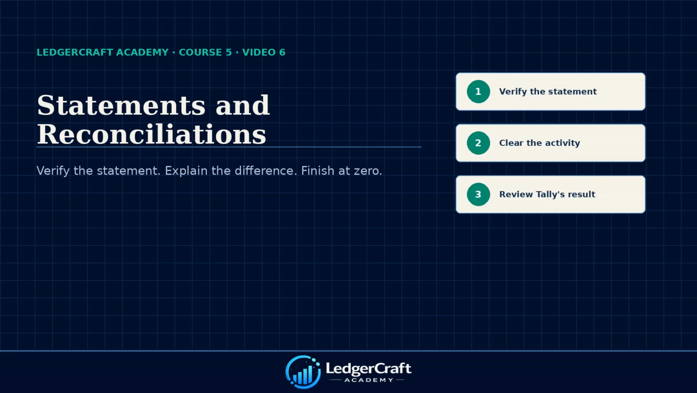In this video, we are going to take a bank statement from arrival through a completed reconciliation. First, we will verify the statement. Then we will start the reconciliation and clear the statement transactions. Once the difference reaches zero, we will finish the period. We will end with a Tally-prepared result.